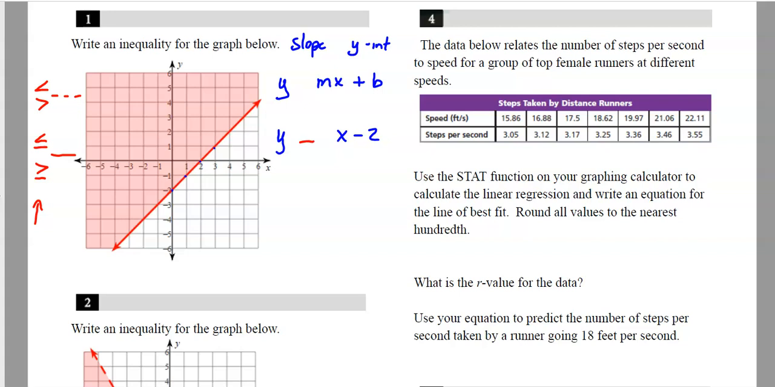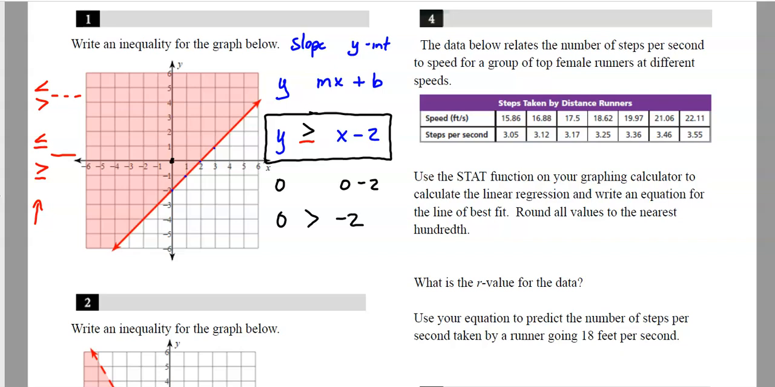But let's choose a test point. And whenever I can, I always pick 0, 0 because it's easy to plug in. So 0 compared to 0 minus 2. Well, the correct symbol that goes there, 0 is bigger. So I know that this should be greater than. It's equal to because of the solid. So I believe this is going to be the correct answer.